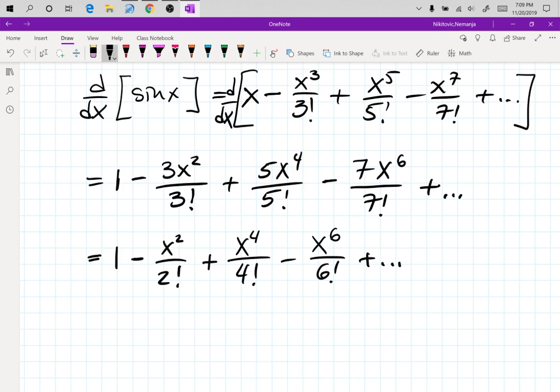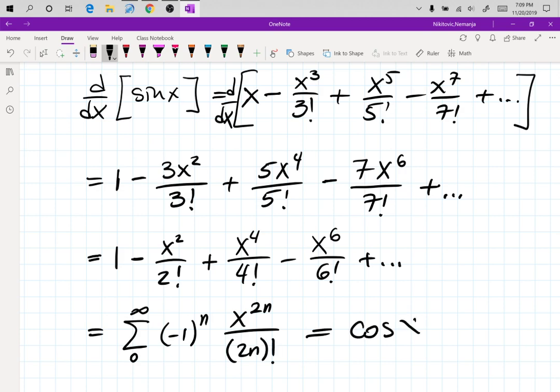Thank you. So now this condenses into summation negative 1 to the n, well, we'll start at 0, go to infinity. If I'm starting at 0, the first one is positive. And then I have x to the 2n divided by 2n factorial, and that is cosine x. So derivative of sine is cosine.